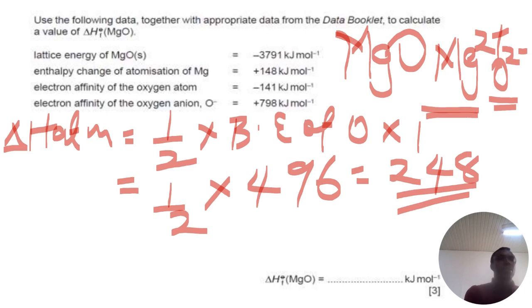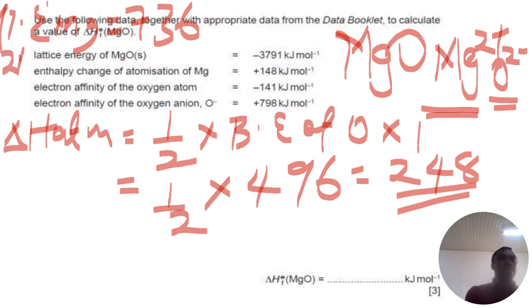The first ionization energy of magnesium is equal to 736. Second ionization energy for magnesium is 1,450. So now we have all the values we need.